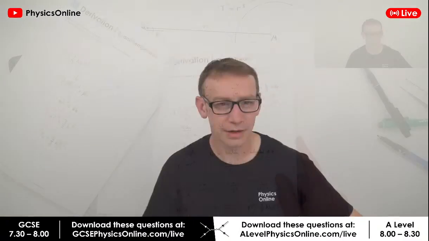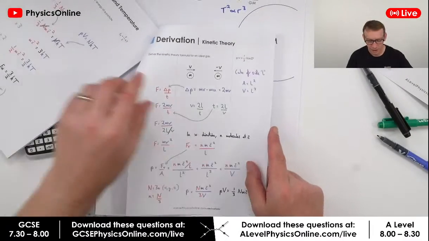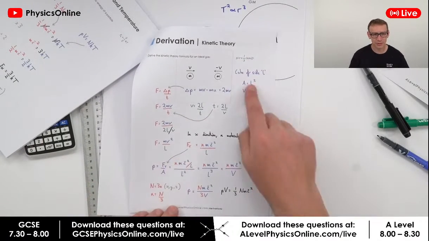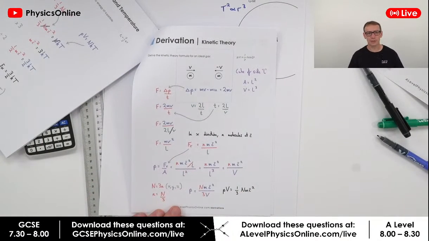Kinetic theory derivation. Do I have one on kinetic theory? I do, yeah, I think third from the end. Here we go, kinetic theory, to show that PV is a third N m c bar squared. So I've got all of that. I think that's a tricky one to get onto one page.